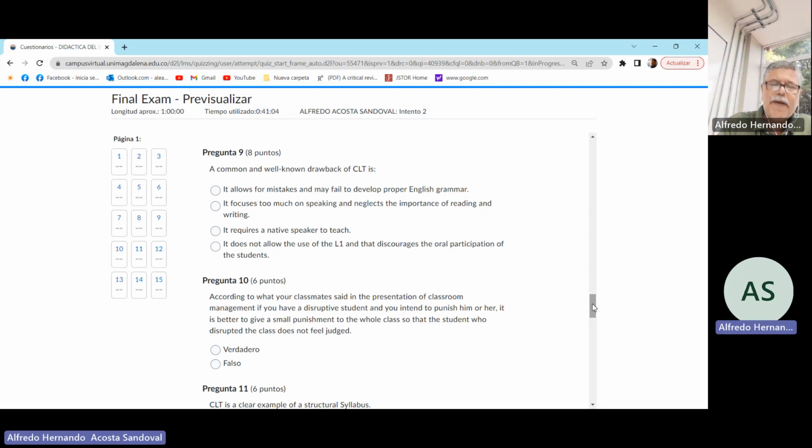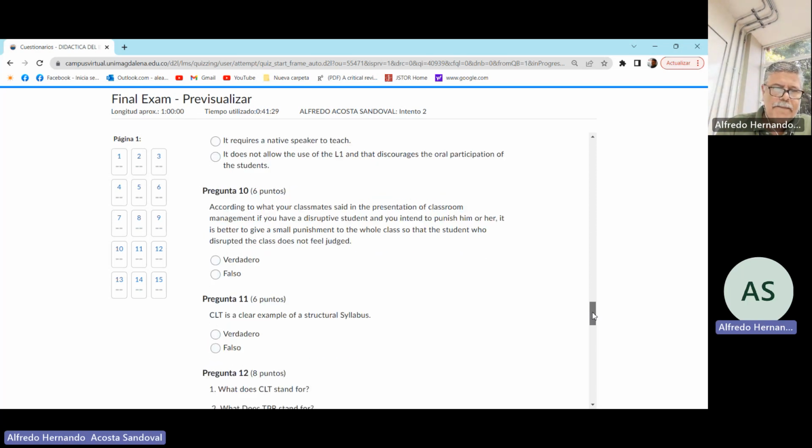It requires a native speaker. Yes, there are some methods that require a native speaker. It's not the case of CLT. It does not allow the use of the L1, and this is completely false. This is one of the characteristics of CLT, that you can use your mother tongue in the classroom if necessary. Of course, the right answer is the first one.